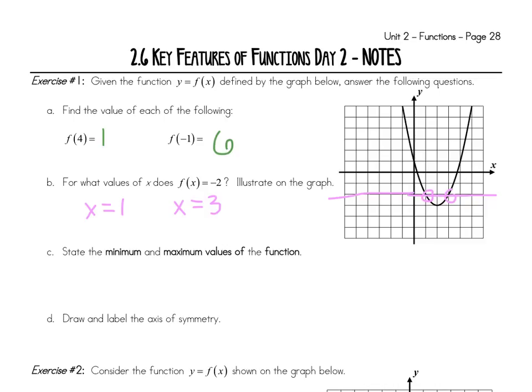Taking a look at C now. State the minimum and maximum values of the function. Remember, minimum and maximum are y values. We can just write that off to the right. So the minimum is the lowest point on the graph, which happens right here. So how far down? Well, that's 1, 2, 3. So the minimum happens at negative 3.